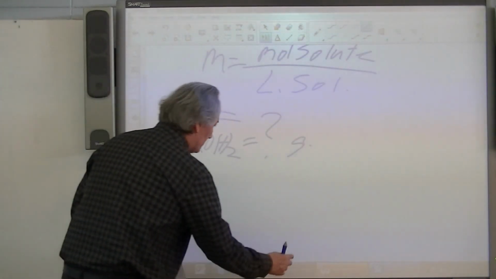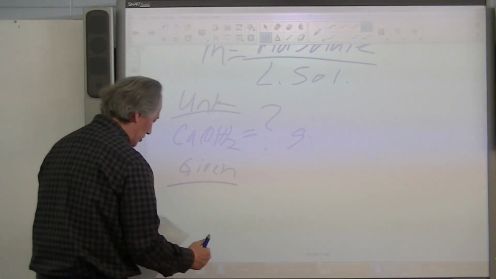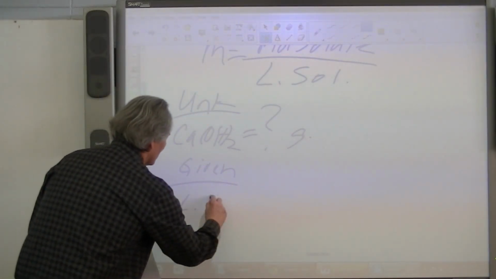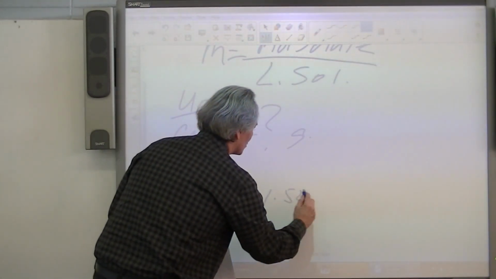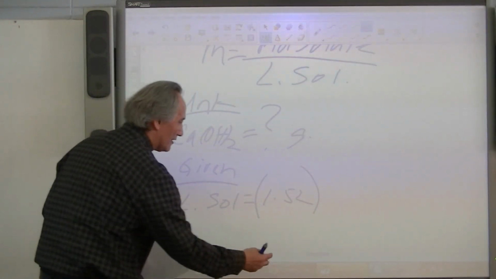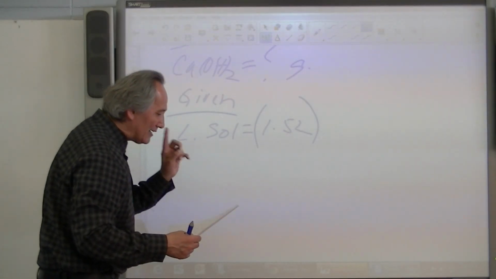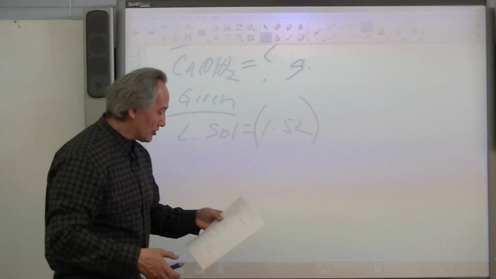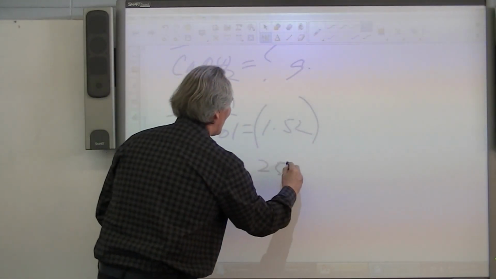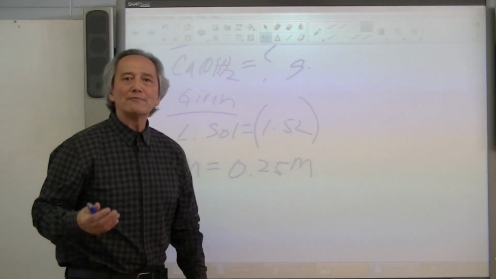Now, that's the unknown. How about the data that they've provided for us in terms of given? Let's identify that. The given information was our liter solution, which was 1.5 liters. So we know this is already in the unit that is necessary for calculating molarity. In addition, we were given a molarity of the solution, which was a 0.25 molar solution.